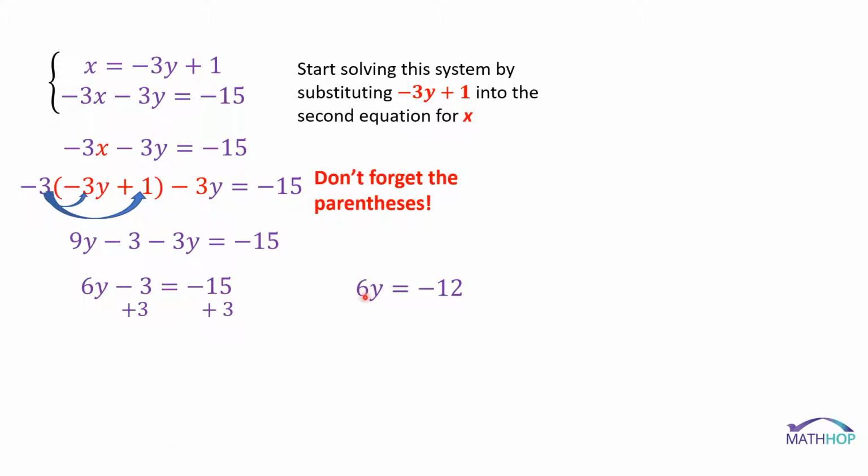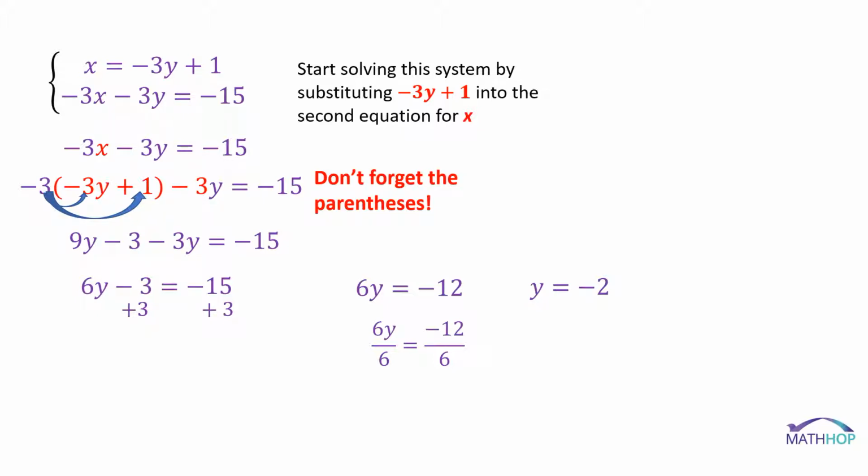Now, y still isn't solved for, right? We don't have y equals. We have a 6 multiplied to y. The opposite of multiplying by 6 is dividing by 6. So divide both sides by 6. We get y equals negative 2. All right, so now we know y.